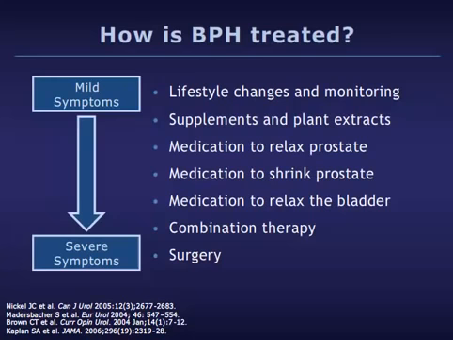Treatment options include lifestyle changes and regular monitoring of symptoms, supplements and phytotherapy, medications that relax the muscle within the prostate, called alpha blockers, medications that shrink the size of the prostate, called 5-alpha reductase inhibitors, medications to relax the bladder, called antimuscarinics, combination therapy, using different types of medications together, or surgical therapy. In general, treatment progresses from simple measures to more aggressive measures as the severity of the problem increases. All of these treatments are discussed in separate modules, and your doctor can direct you to the material most pertinent to your situation.